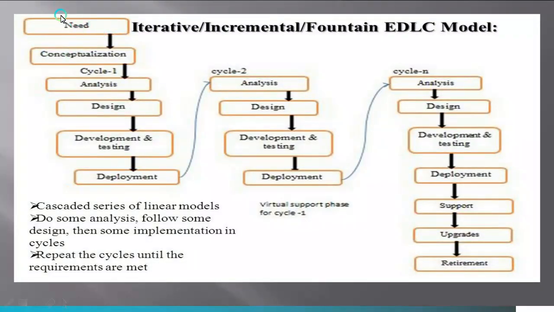Here the customer specifies his needs. All these phases are carried out. And at the deployment phase, the customer is handed over the product. If then the customer needs any changes or there are any more requirements, again the phases are carried out in cycle 2, starting from analysis, design, development, testing, deployment, etc. This cycle continues until the customer is satisfied.